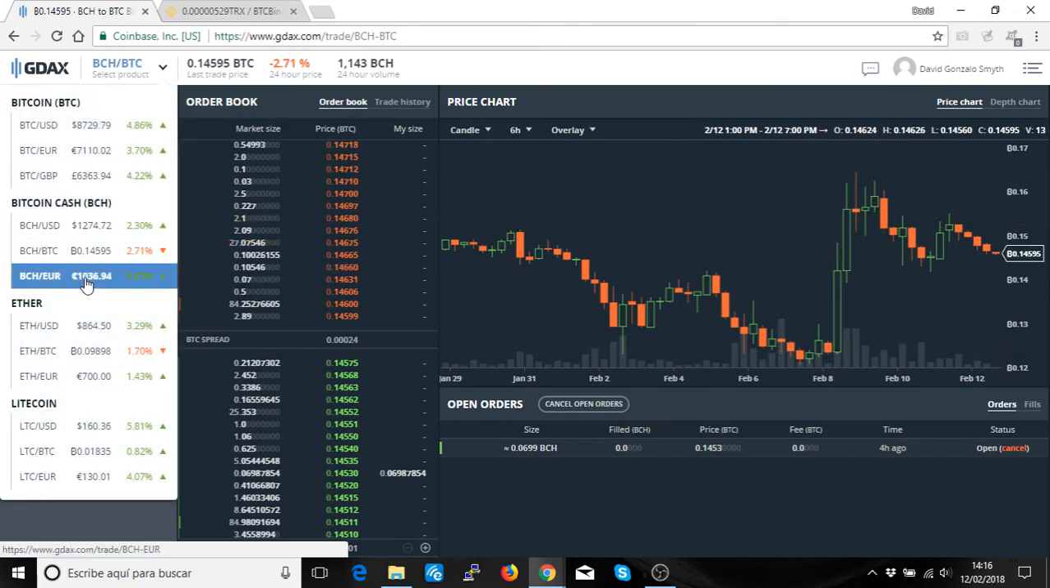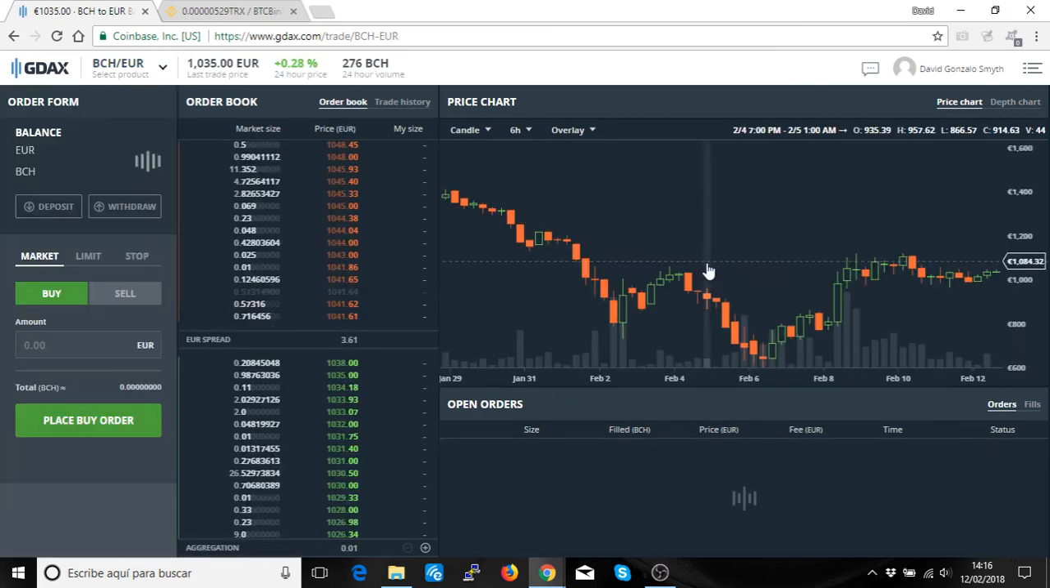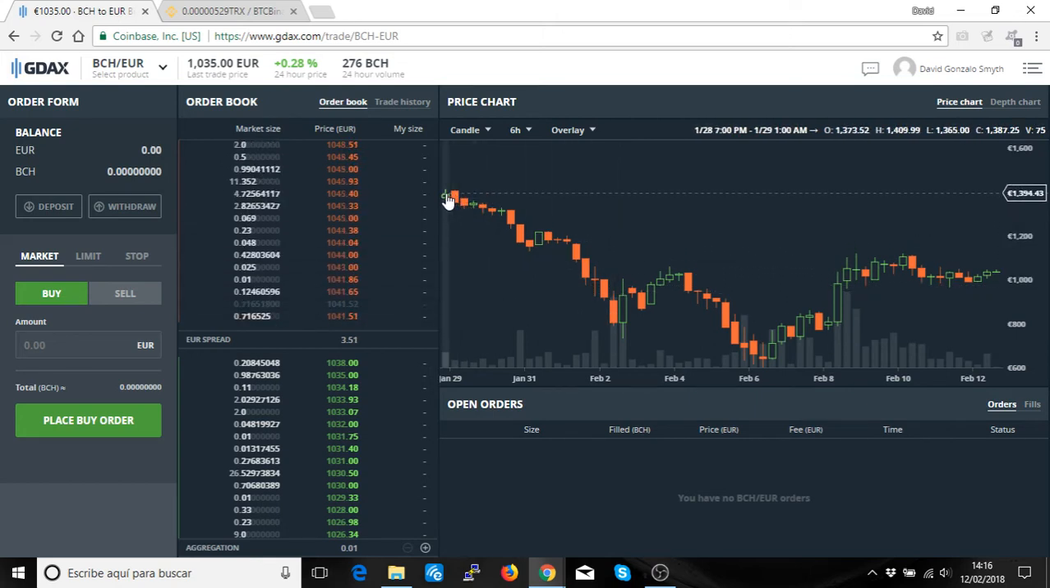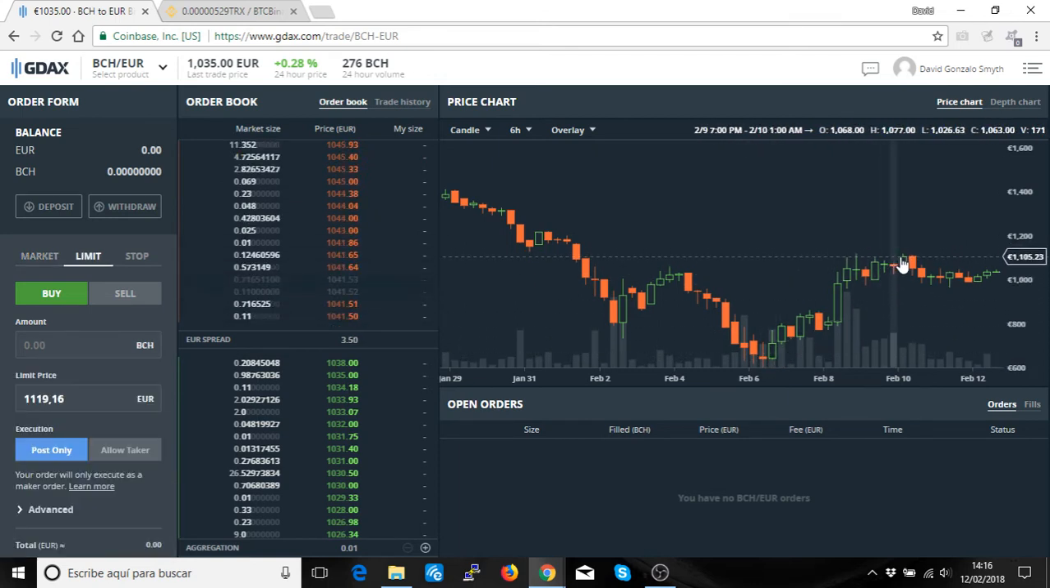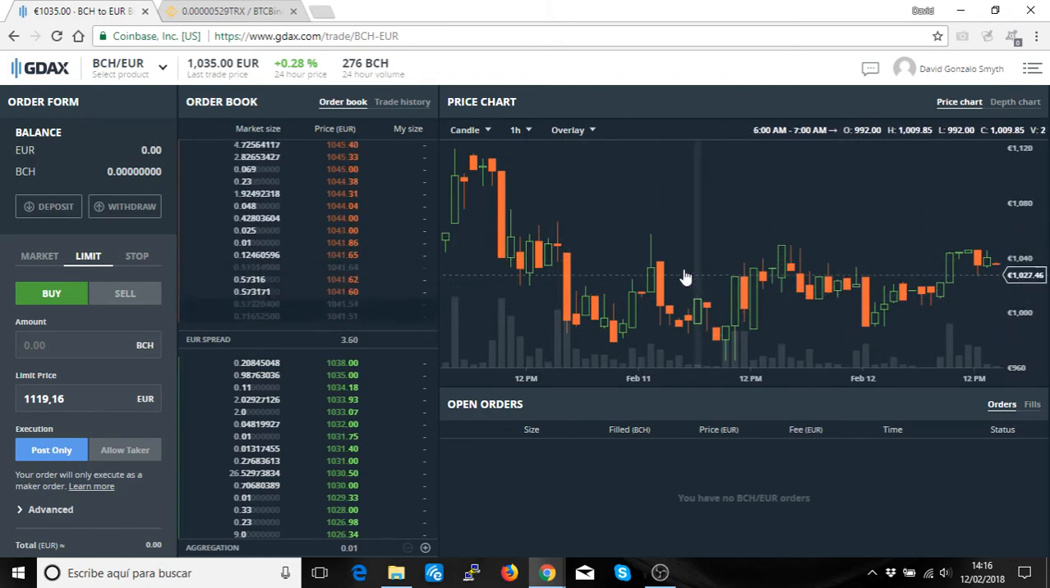So, for example, if we're talking about Bitcoin Cash in this case, it has changed from 1,000 euros to 600. So if someone bought here at 600 and sold it here at 1,000, he basically got 400 euros benefit. So you can change the rate, and I recommend you to do so. And you can play with the variations in a day, in a couple of days, in a week. That's up to you.